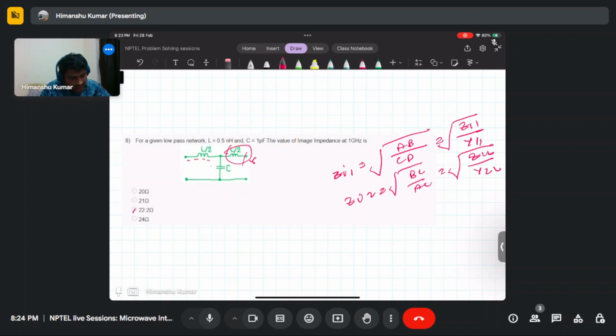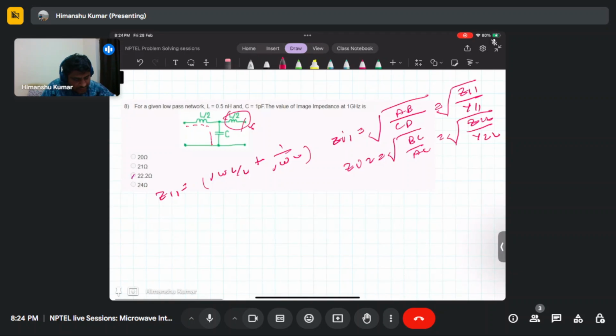Only your impedance will be j times omega L by 2 plus 1 by j times omega C. So this is your impedance. This is Z11, and similarly you can calculate Y11.